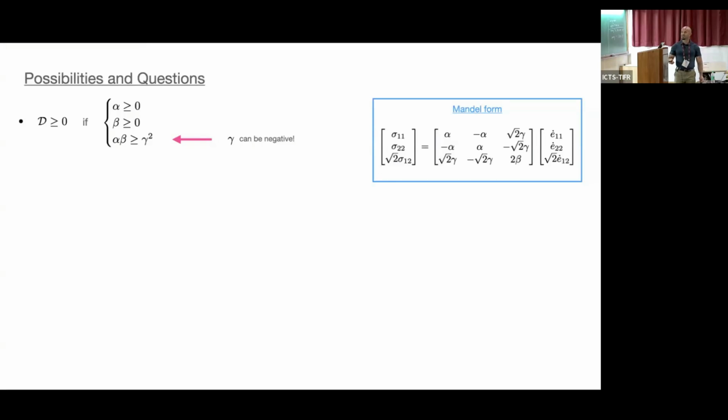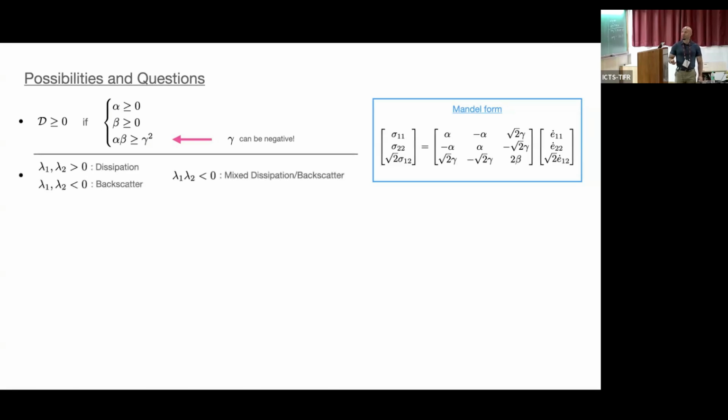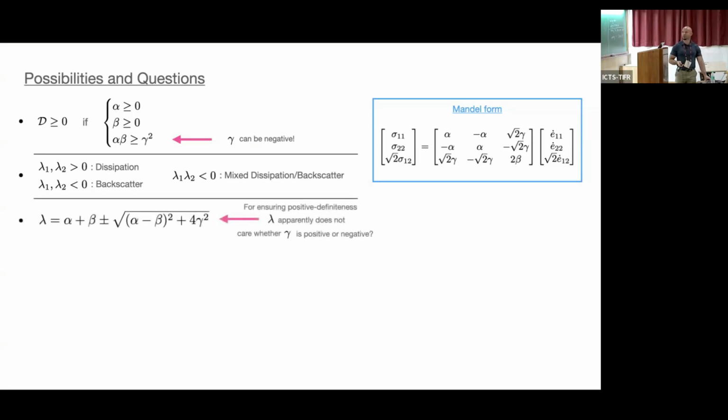So it introduces a lot of questions. So one, that off-diagonal term gamma can actually be negative, and you can still get positive dissipation. The eigenvalues tell you explicitly what you're doing. So positive eigenvalues mean you're dissipating energy. Negative eigenvalues mean you're backscattering. And you can actually mix the two. So you can have a tensor that gives you both dissipation in one direction and backscatter in another, which is kind of wild to think about. Apparently, gamma can be negative, and the eigenvalues don't really care, which is really weird. I don't understand that, but it's kind of interesting to think about.